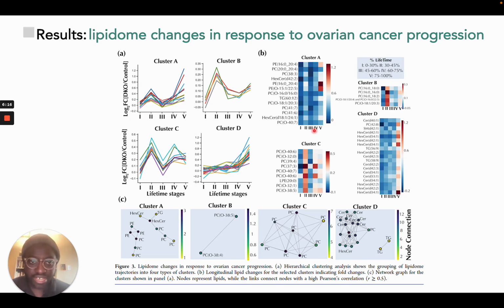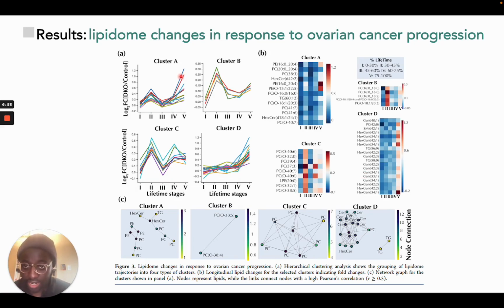In cluster A, we mostly have phosphatidylcholines and phosphatidylethanolamines, which are mostly phospholipids. The lipids in those clusters are quite similar to what we see in cluster B and cluster C. The overlapping trend here is an uptick from lifetime stage 1 to lifetime stage 2, as you can see in A, B, and C. Cluster D consists mostly of sphingolipids, so hexosylceramides and ceramides, and that is distinctive of an uptick towards the end of the lifetime of these mice.